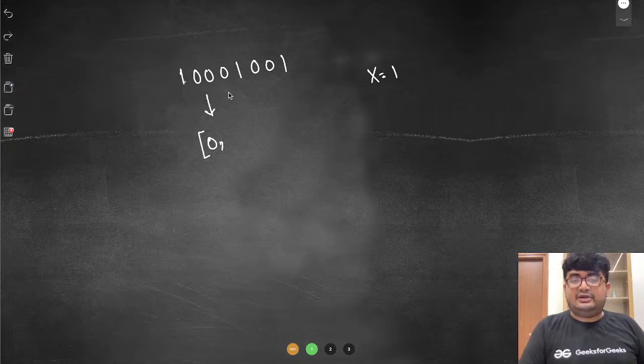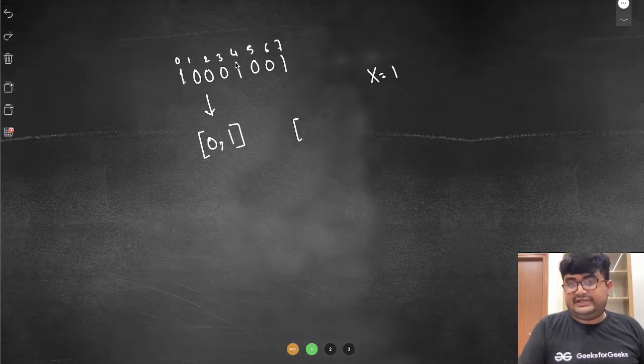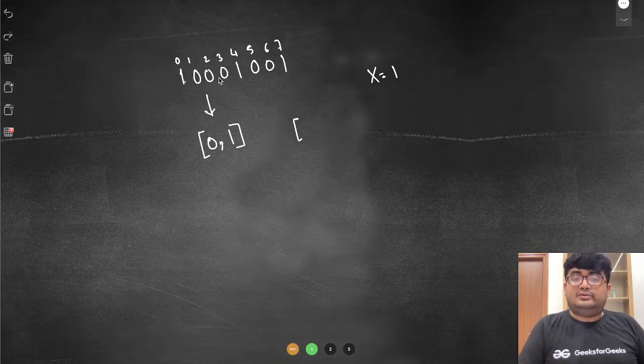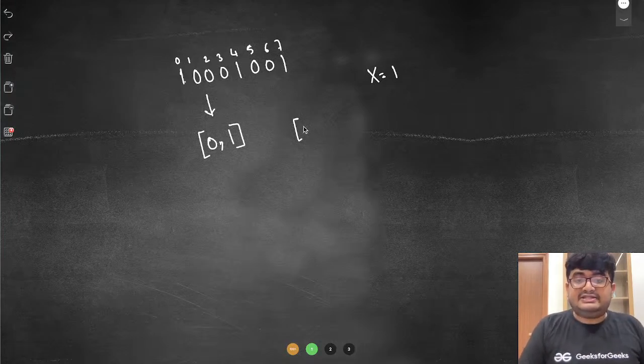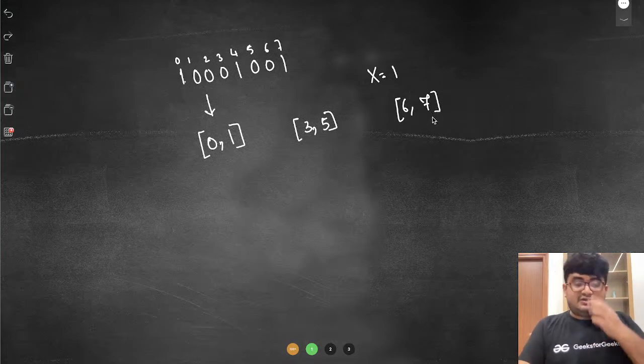1. At index 0, so it will be 0 comma 1. This is the range. For the next, what is the index? 0 1 2 3 4 5 6 7. At index 4 there is a Wi-Fi router. So the range will be 4 minus x, that is 4 minus 1, which is 3, to 5. And for index 7, 7 minus 1 is 6, to 7 plus 1, that is 8, but it will not go beyond 7, so we'll keep it as 7.